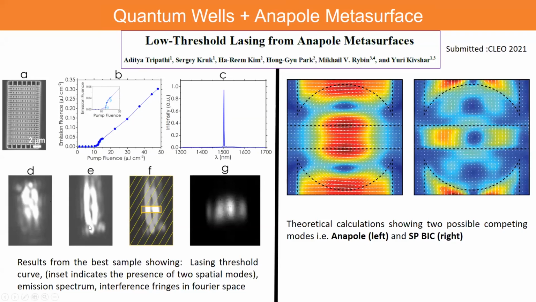These two competing spatial modes were studied by Professor Mie-resonant, who gave us these two images, and he proved through his calculations that indeed one of the modes we observe here is the Anapole mode, and possibly one of the competing modes is a symmetry-protected BIC, but the investigation is still going on to state anything further about it.